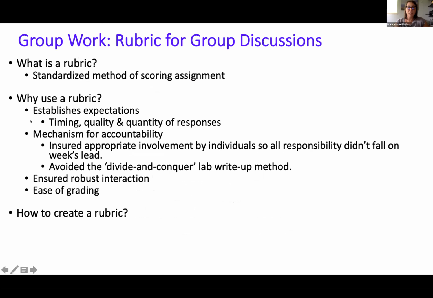And we used it to communicate timing, quality, and quantity of responses, and to also ensure appropriate involvement by individuals, so the responsibility didn't fall completely on the week's lead. And it also avoided the divide and conquer lab write-up method. And so some of this we heard about in the chat. It ensured robust interaction, and it also facilitated ease of grading and timing of giving feedback to students.